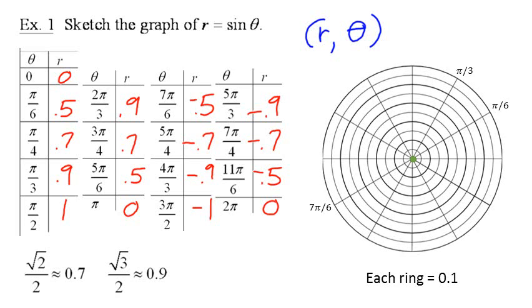At the spoke representing pi over 6, I'll graph a point on the fifth ring to represent a radius of 1/2. Pi over 4 is between the pi over 6 and pi over 3 spokes. Here's the point at theta equals pi over 3, and so on. When I get to 7 pi over 6 in the table, a negative radius means to go backwards through the origin. This point would end up in the same place as 0.5, pi over 6. And the remaining points in the table would also overlap with points that I've already graphed.